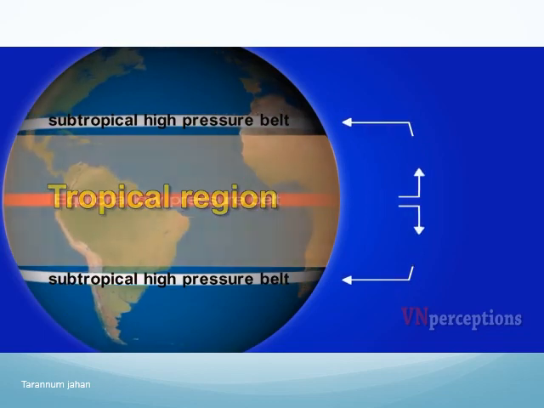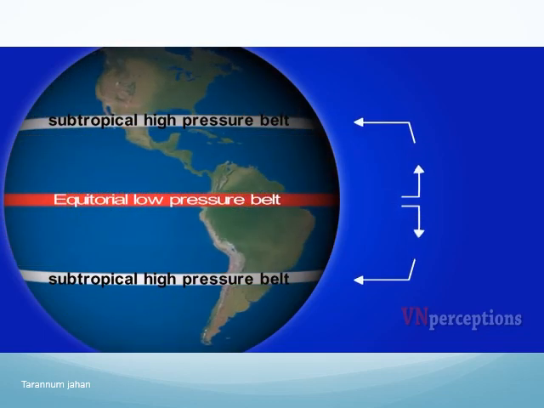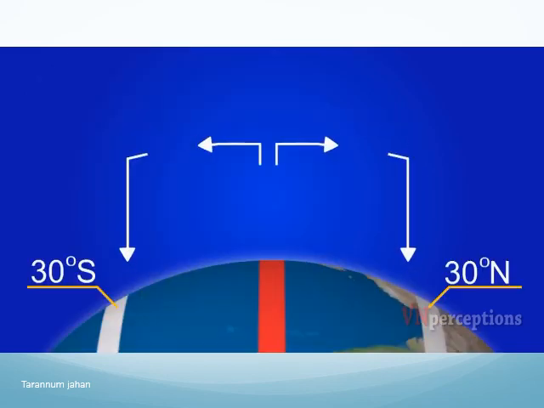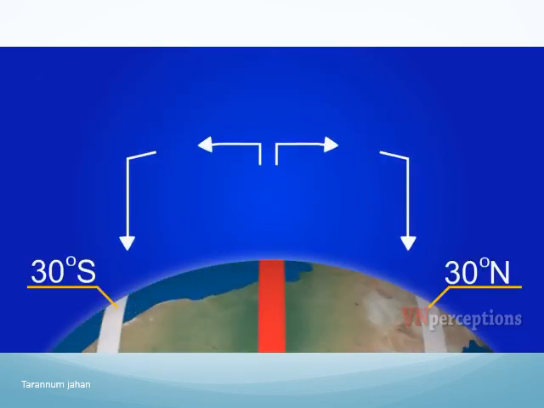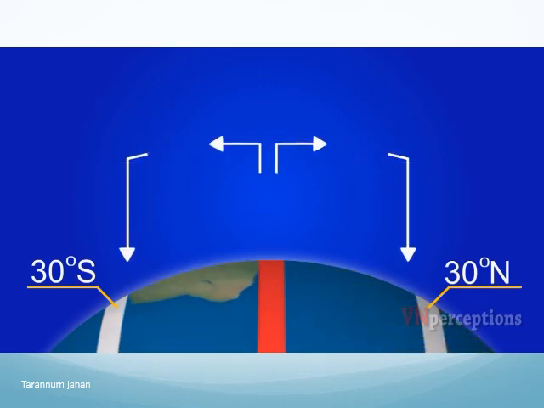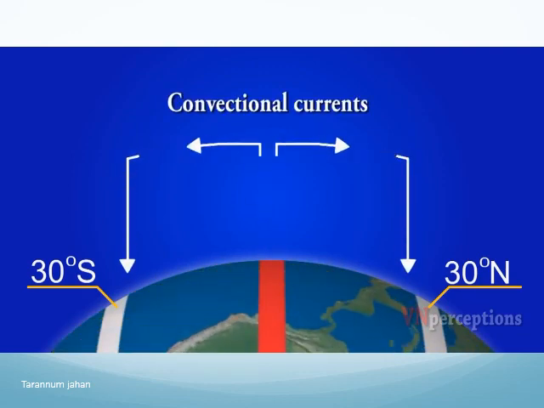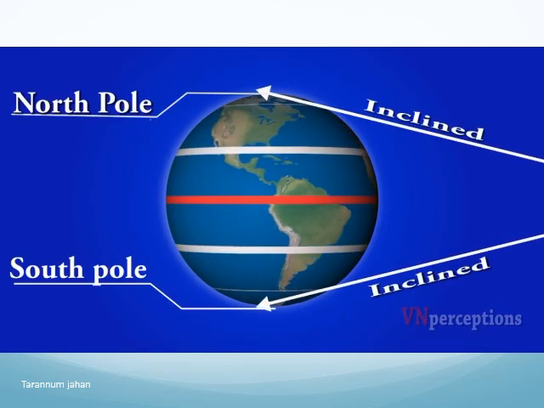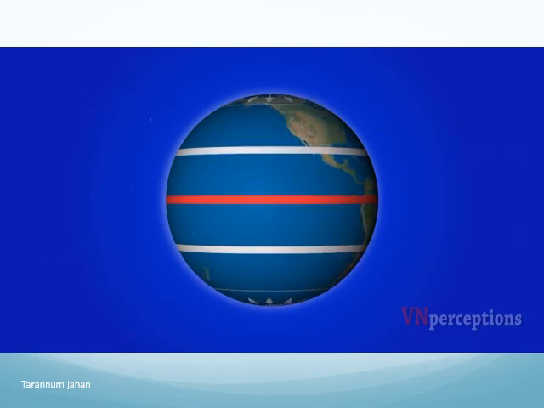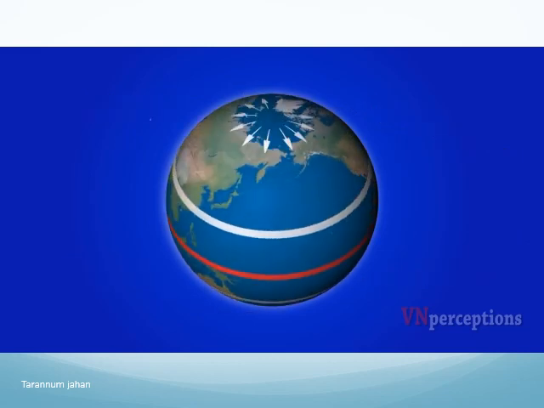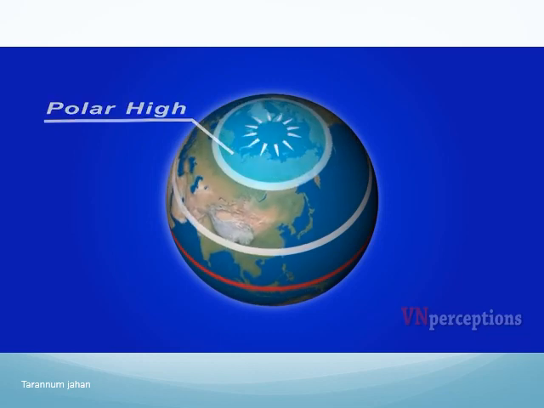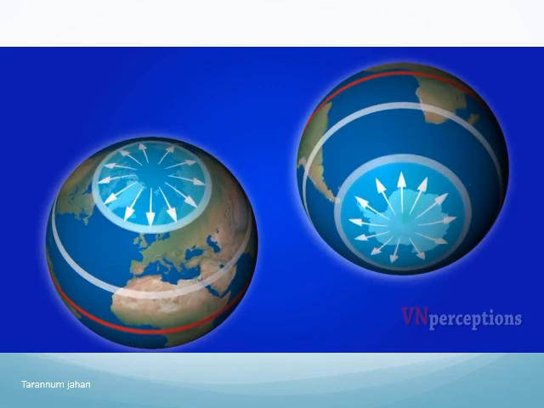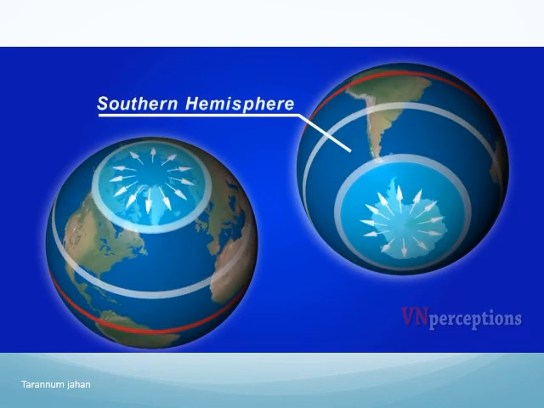The sinking air now moves towards north and south. So along the equator, the warm air rises, spreads out, cools and sinks down. In this way, it develops convectional currents. At the poles, the sun rays are very much inclined, so we have cold air that sinks. These regions are known as polar highs. In the northern hemisphere, the air moves towards the south, and in the southern hemisphere, the air moves towards the north.